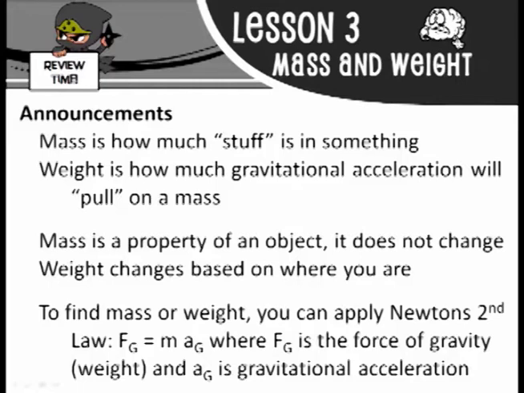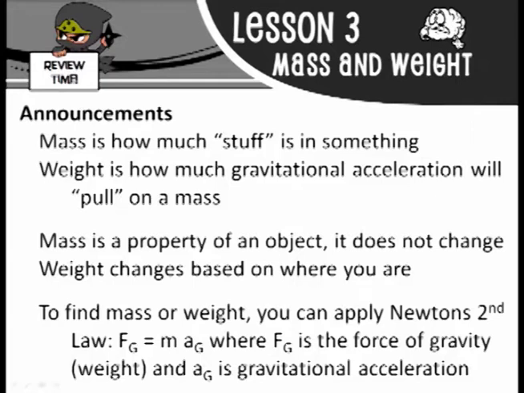Weight is how much gravitational acceleration pulls down on a mass. That's what weight is. So mass is how much stuff you have in an object. Weight is how much gravity pulls that mass down towards the center of whatever planet you're on. Alright, so because of that, mass is a property of an object. It does not change, whereas weight will change based on where you are.